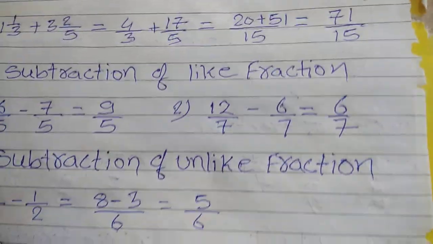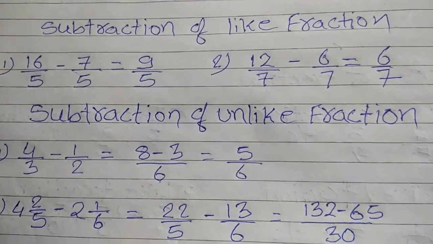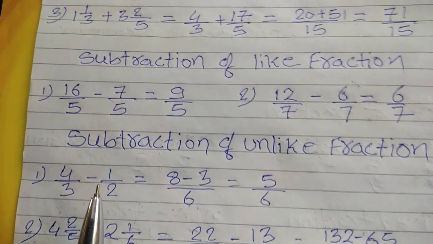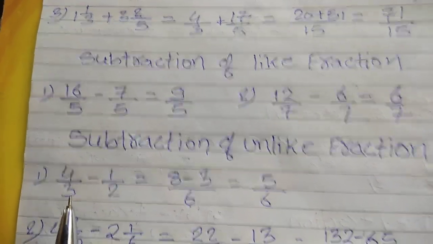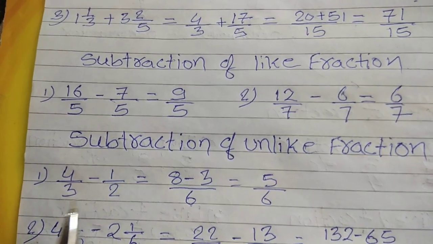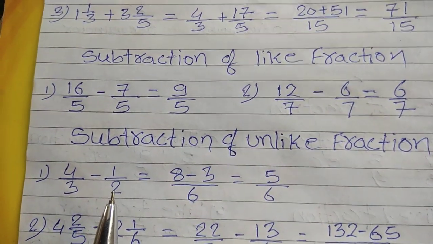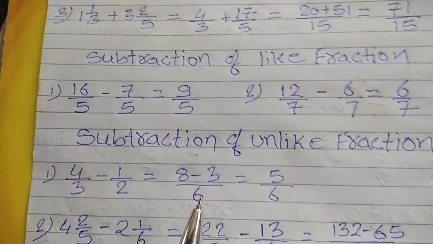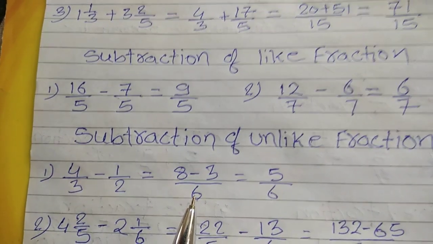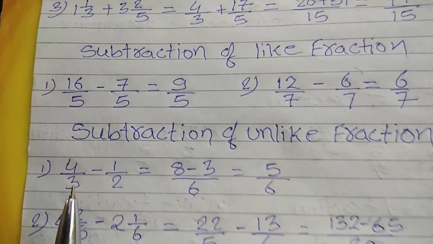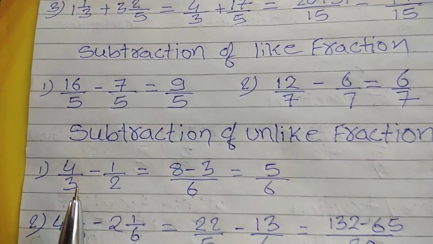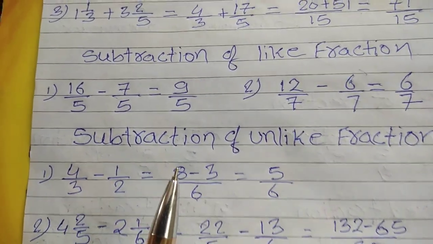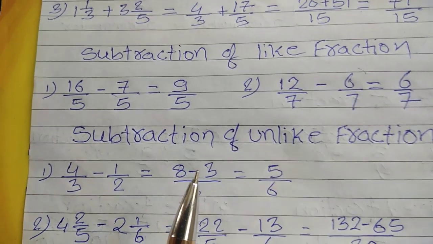Now we will see the subtraction of unlike fractions. Here I give an example, 4 upon 3 minus 1 upon 2. If you see 3 and 2, both the denominators are different. So first you have to find the LCM of these two. The LCM of 3 and 2 is 6. I write here 6. Now after writing the LCM, you have to divide it by this denominator. So you will get the answer 2. That 2 you have to multiply with this numerator, 4. 4 twos are 8. Here is minus. That's why you have to put minus here.